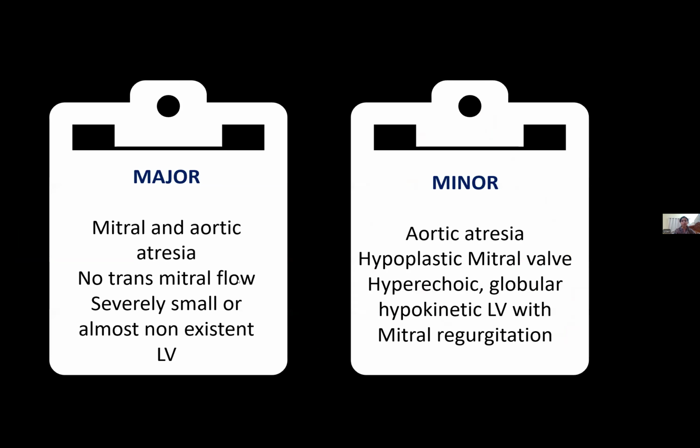There are two forms, the major and the minor form. In the major form, there will be mitral and aortic atresia, no transmitral flow, and a severely small or almost non-existent left ventricle. In the minor form, there will be aortic atresia and a hypoplastic but patent mitral valve, with a hyperechoic, globular, hypokinetic left ventricle with mitral regurgitation.